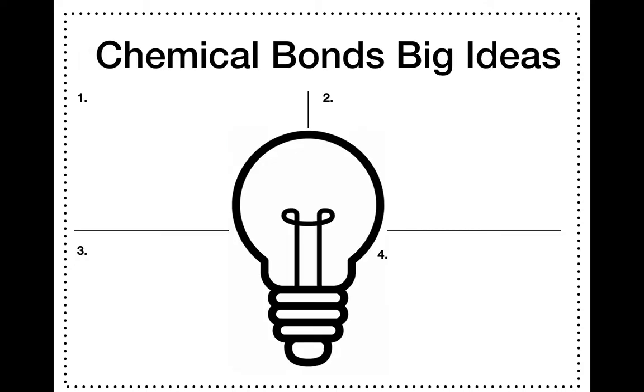Okay, and then we have our big ideas page, chemical bonds, big ideas. There will be 4 of them, like there's for every unit. And those, of course, are the big important things that will definitely be showing up on your unit test, on your final exam, all that kind of stuff.